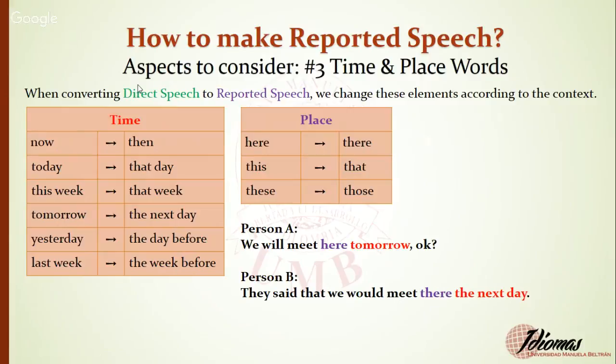So place: here, there; this, that; these, those. Person A: we will meet here tomorrow. Okay. They said that we will meet there the next day. So in this part, you can see the difference between the person who is talking first of all, and the person who is reporting this sentence.